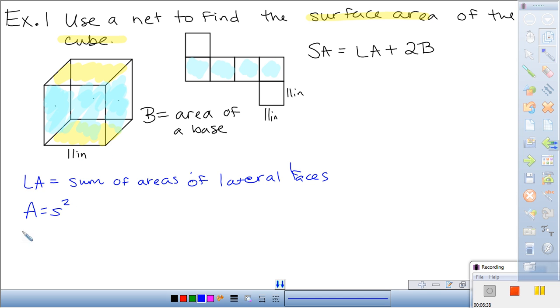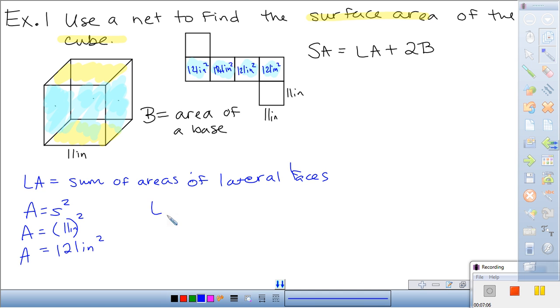So if I'm going to find the area of one square, I'm just going to take 11 squared. 11 squared is 121, or 11 inches squared, I should say. So it's 121 inches squared. That's the area of one of our lateral faces. So this square is 121 inches squared, this square is 121 inches squared, this square has an area of 121 inches squared, and this square has an area of 121 inches squared.